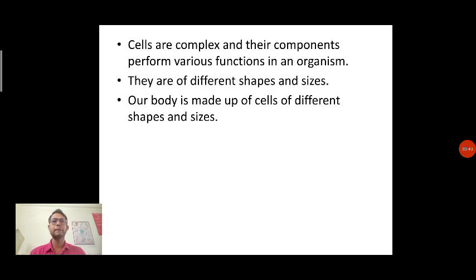Now cells are complex and their components perform various functions in an organism. Particularly in a multicellular organism, cells are complex, and these complex cells perform the function of that particular organism. They are of different shapes and sizes. Sometimes it is circular, semicircular, oval, or we can say it has a pentagon-like structure. So depending on the organism, the shape and the size of that particular cell will change. For example, our body is made up of cells of different shapes and sizes. So depending on the organ also, the size and shape of the cell will vary.